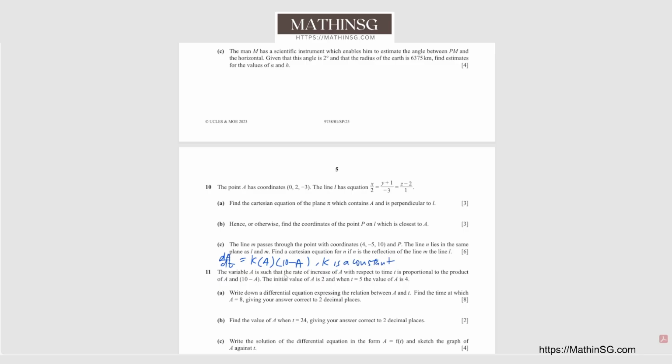Then the initial value of a is 2. When you see initial, that means when t is 0. This is the value of a is 2. When t is 5, a is 4. We are asked to write down the differential equation expressing the relationship between a and t, and find the time at which a equals 8. That means we first need to solve the differential equation so that we can find what is t when a is 8. Give your answers to 2 decimal places. So let's do it now.